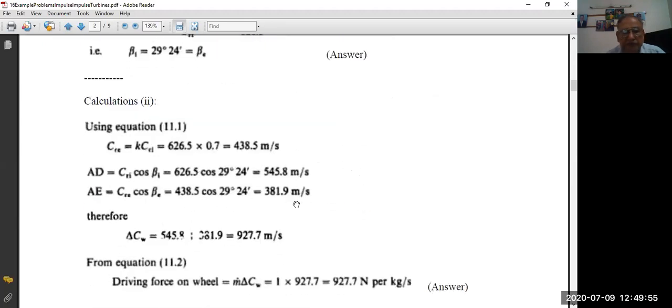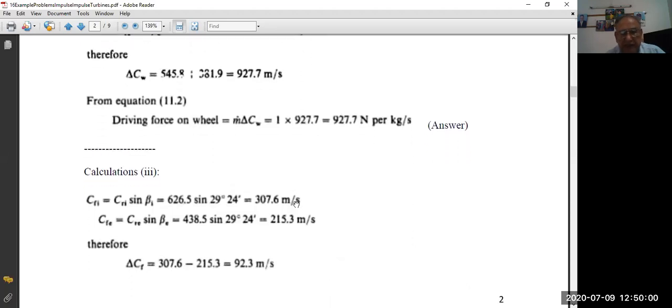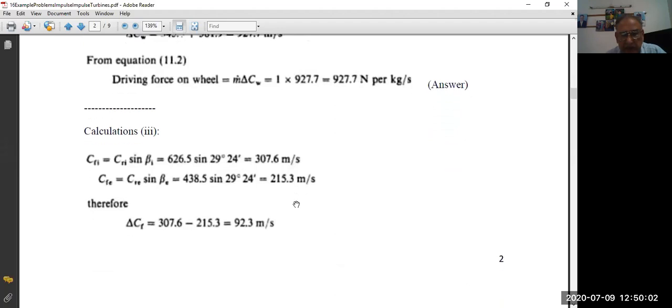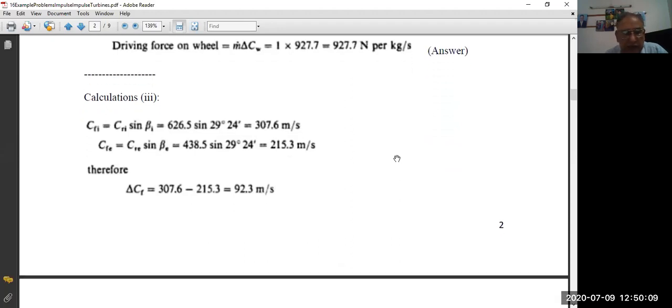This was part 2. In part 2, we want to calculate the driving force. For driving force, we need delta CW multiplied by the mass flow rate, which is 1 kg per second, and we got 927.9 Newton per kg per second driving force on the blade.